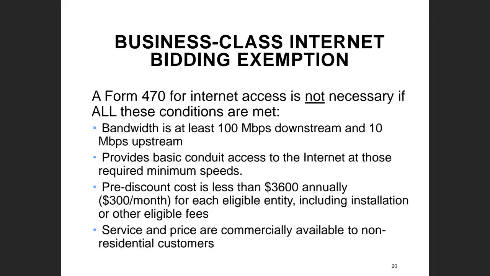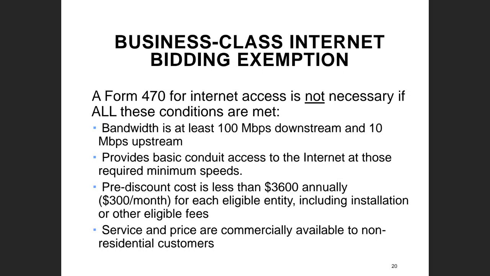Certain libraries can skip the competitive bidding process if they meet the business class internet bidding exemption. So you don't have to file a Form 470 for your primary internet line if the bandwidth for your service is at least 100 megabits per second download and 10 megabits per second upload or faster than that. That's just the minimum bandwidth. And then it just needs to provide basic conduit access to the internet at those minimum speeds.